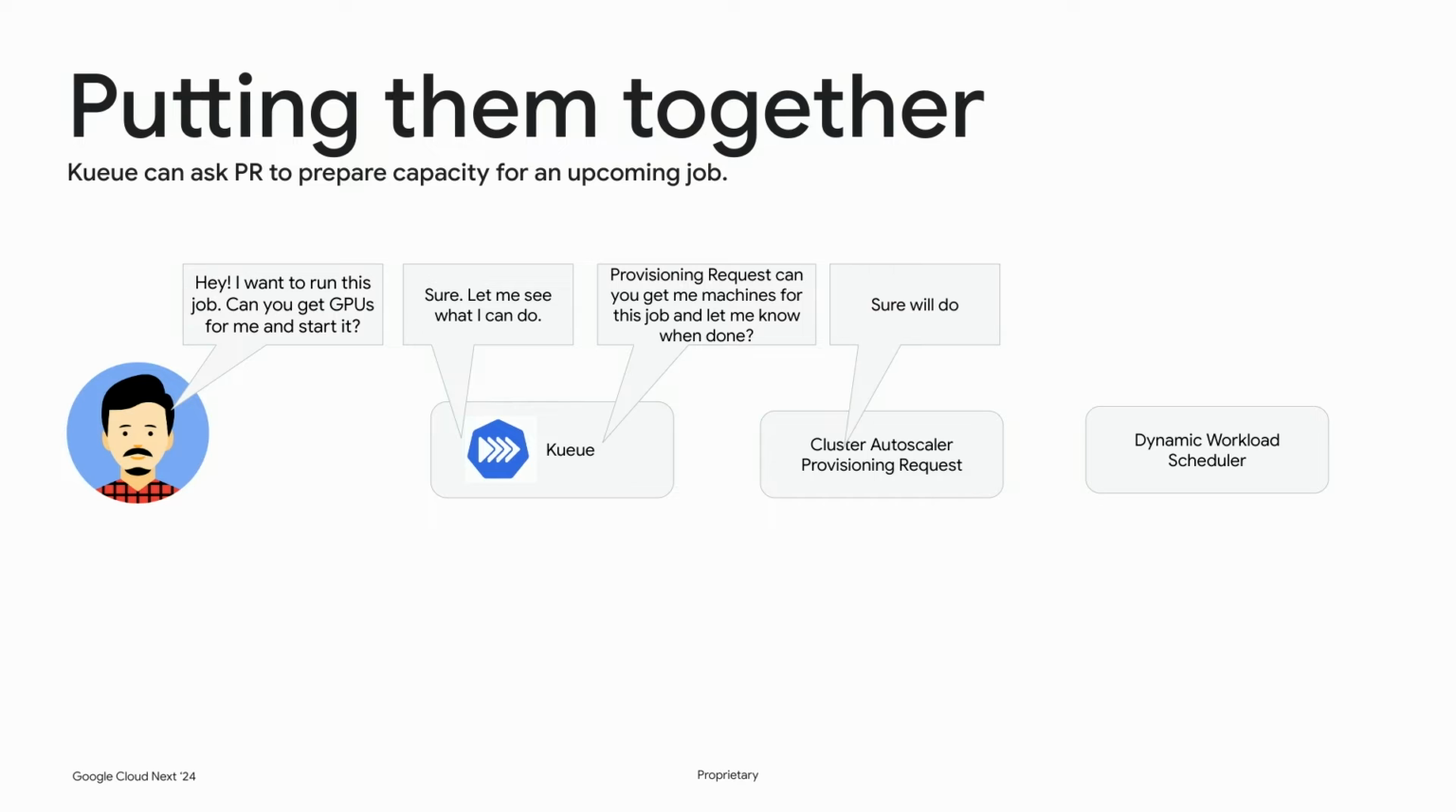So cluster autoscaler picks it up and translates it into a request to the dynamic workload scheduler to dispatch it, so that it can start looking for machines in our infrastructure that will be used to fulfill that request and run that workload.